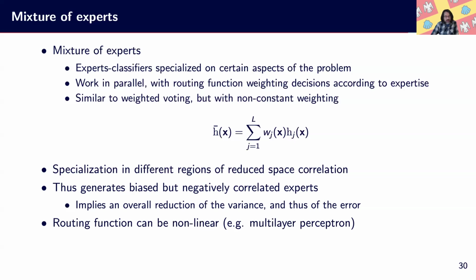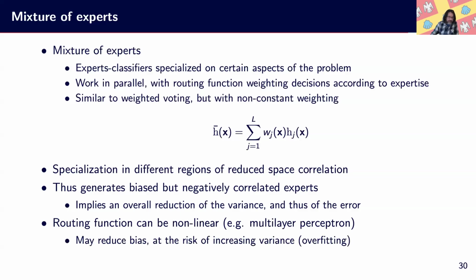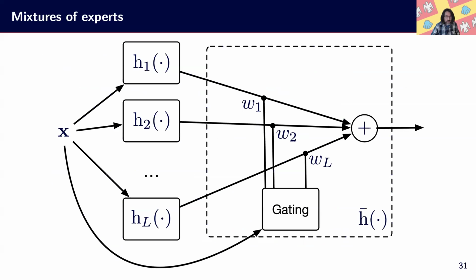And the routing function doesn't have to be linear. It can be nonlinear, for example, using a multi-layer perceptron. That's something commonly used to determine the expertise, the weight to assign to a classifier for a given sample. But there is a risk that we may increase the variance, having some overfit with such a model, because we separate into small regions, and each specialized model may be quite fitted to the training set in that region.